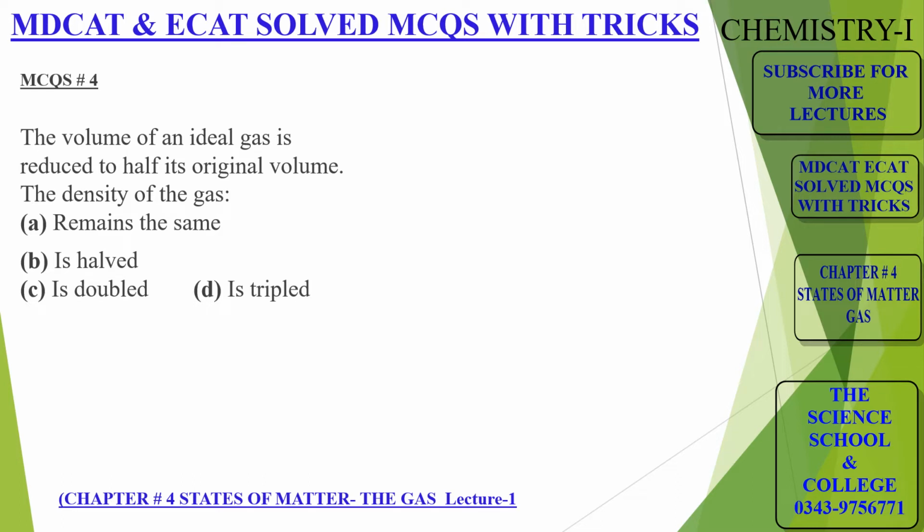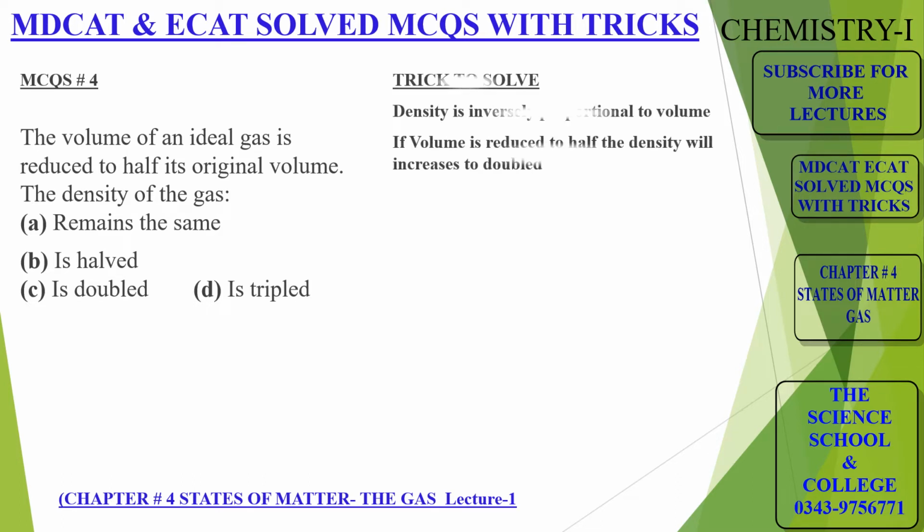To solve this MCQ, you know that density is inversely proportional to volume. If volume is reduced to half, the density will increase to double. So the correct option is C. The density will become doubled.